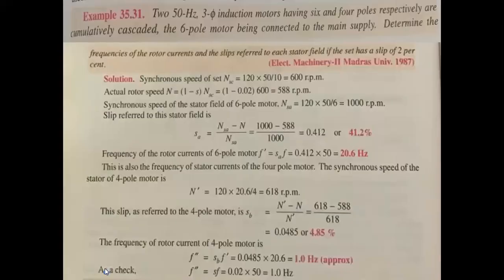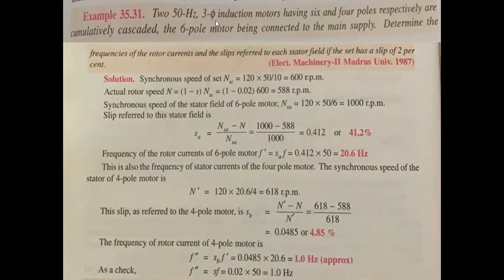So until now we have done various speed controls. Now we will see the different problems in speed control of induction motors. First problem: 50 Hz three-phase induction motors having 6 and 4 poles respectively are cumulatively cascaded, the 6-pole motor being connected to the main supply. Determine the frequencies of the rotor currents and the slips referred to each stator field if the set has a slip of 2%. So we have a cascade connection here.